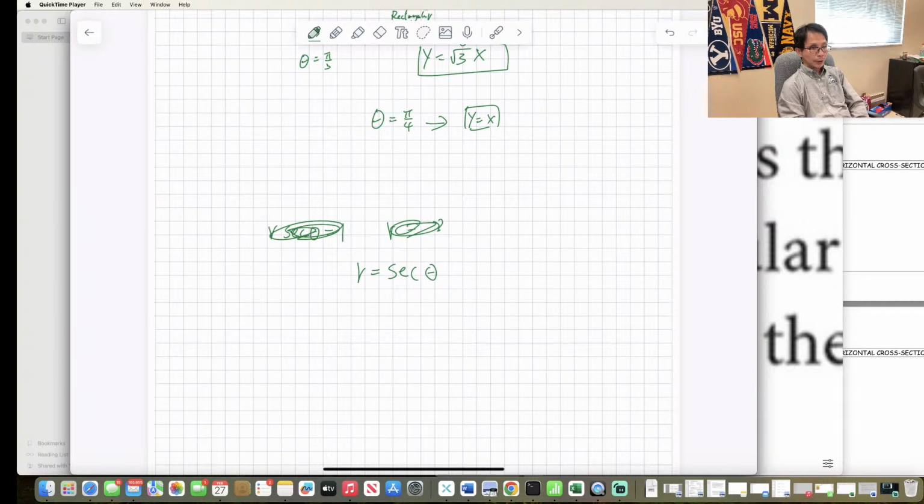How do you convert a polar equation? Oh, sorry, rectangular. How do I convert r equal to secant theta? How do you convert this? No, that's what you said. It's easier than that.